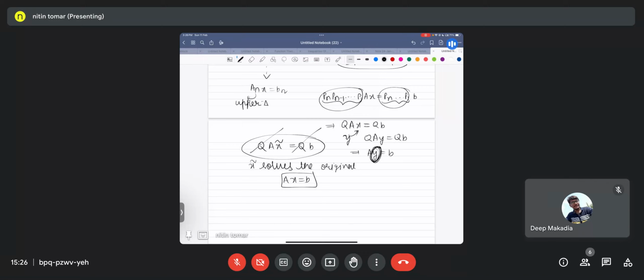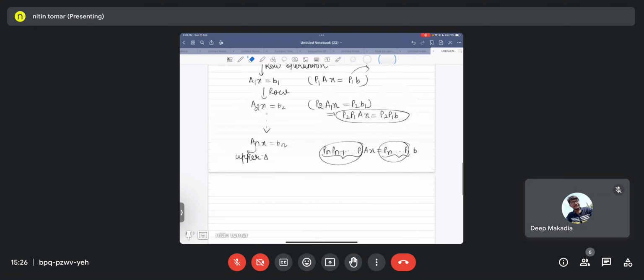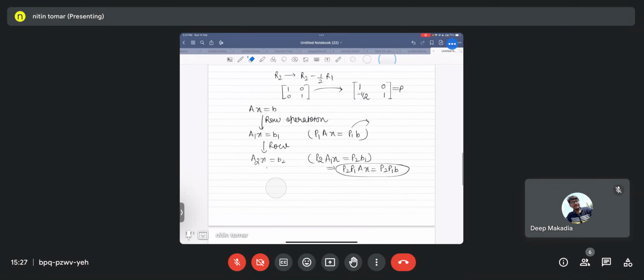I should not use the term cancel them, but in mathematical lingo, Q inverse exists. So you are not losing anything solution wise, and this is what we want. We want a solution. On both sides we are getting the same multiplier, the same matrix multiplier Q. Yes, exactly. That is why this method works.